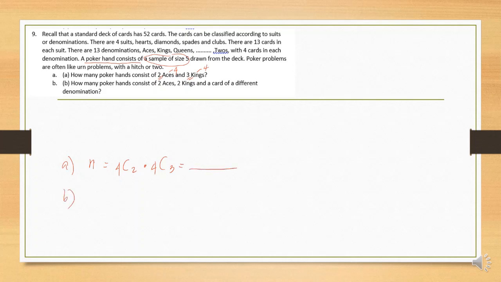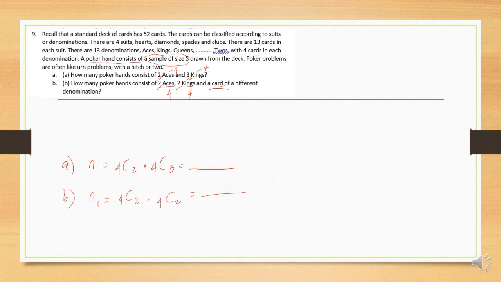For letter B, how many poker hands consist of 2 aces, 2 kings, and a card of a different denomination? So, makikita ninyo dito, dalawa pa lang dito, apat. So, kailangan pa natin ng isang card na hindi identified kung saang grupo galing. Hindi niya sinabi kung queen, kung ace, kung number 10 ba yan or whatever. So kapag ganon, meron tayong n. Ito 4 na aces, 4 na kings. So 4 combination 2 times 4 combination 2. Yan yung ating n1.